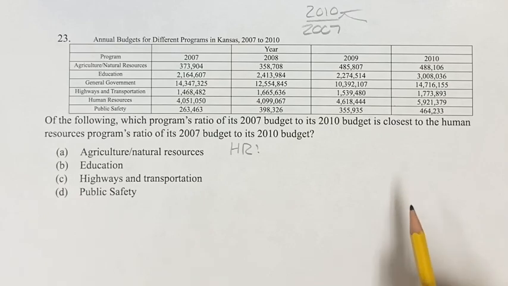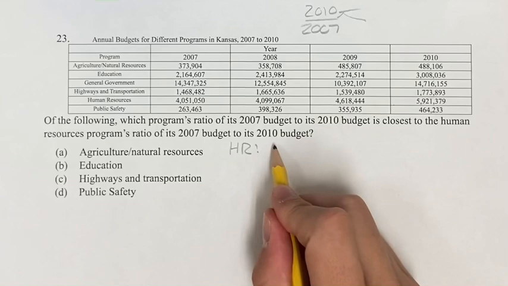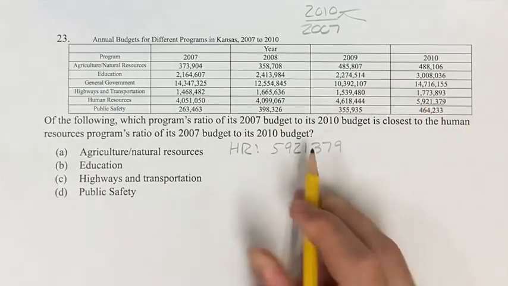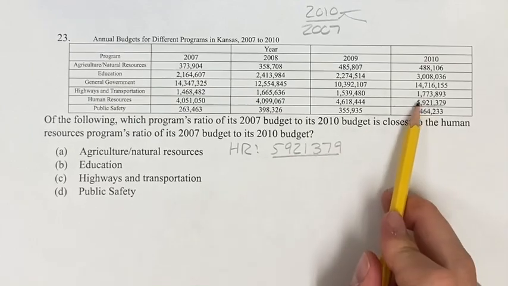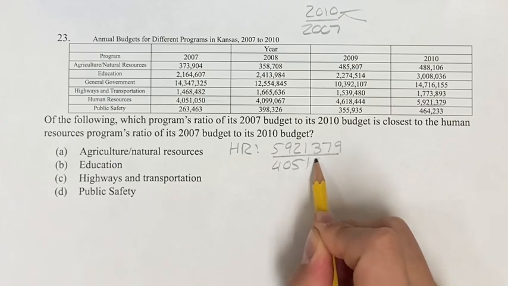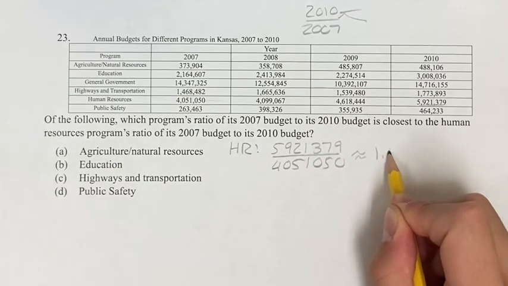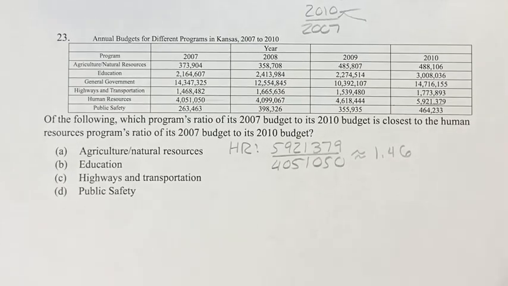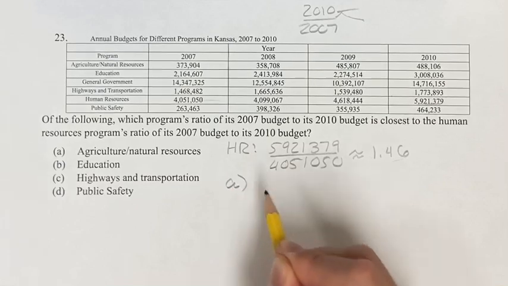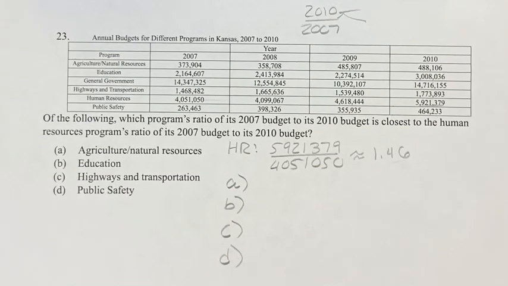that number is going to be tracking the human resources row to 2010. We get 5921379, that value right there, divided by 2007, going back over here, 405150, and when you divide these out, you're going to get roughly 1.46. So this is what we're looking to get as close as possible to, and now we have A, B, C, and D, and we're going to see which of these is the closest.